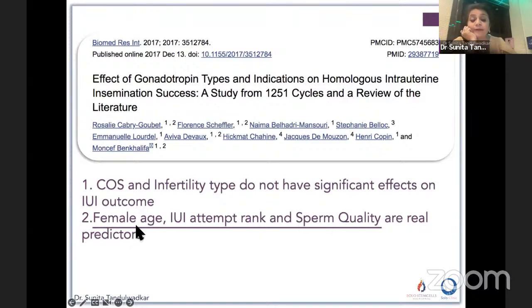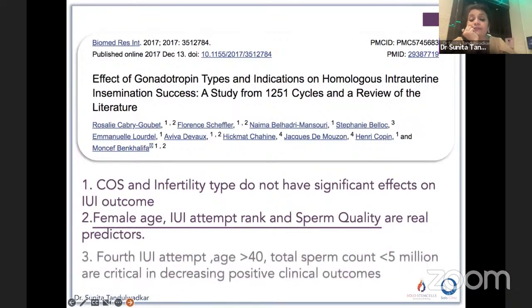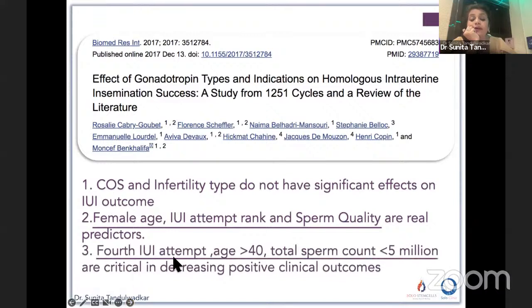Younger the patient, better the result. First 3 IUIs, better the result. More than 5 million sperm count with more than 4% morphology and 30% motility, the results will be better. Fourth IUI attempt, age more than 40, I will say more than 38, and total sperm count less than 5 million in the native sample are critical in decreasing your positive clinical outcome.